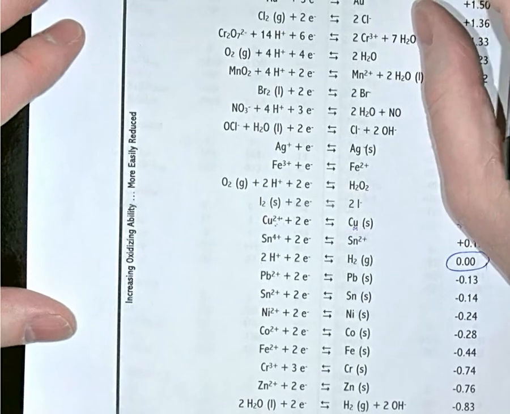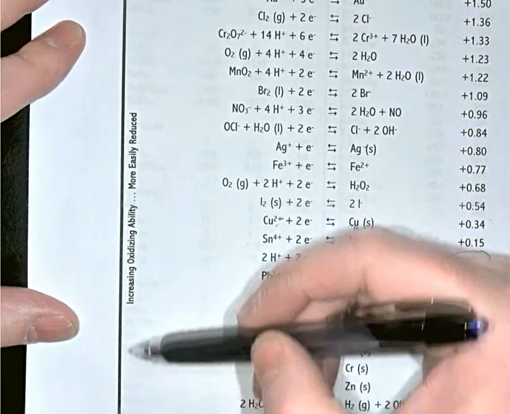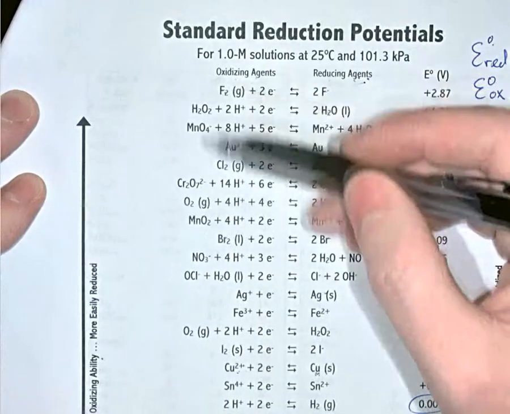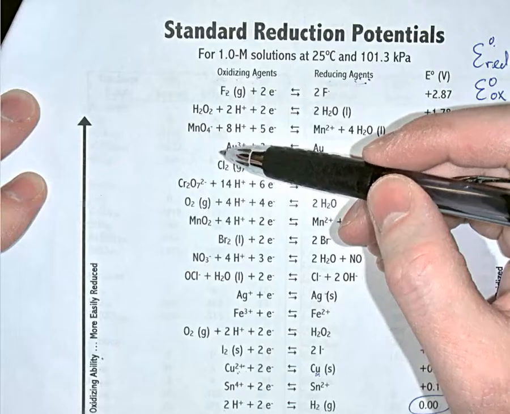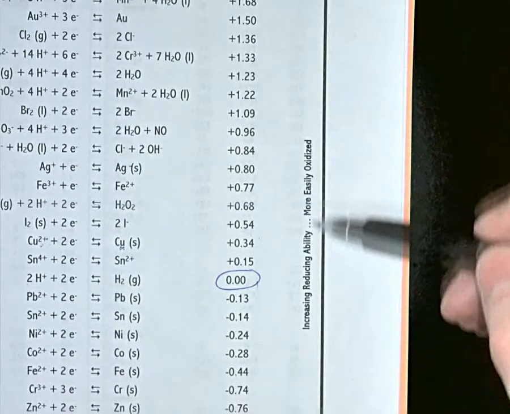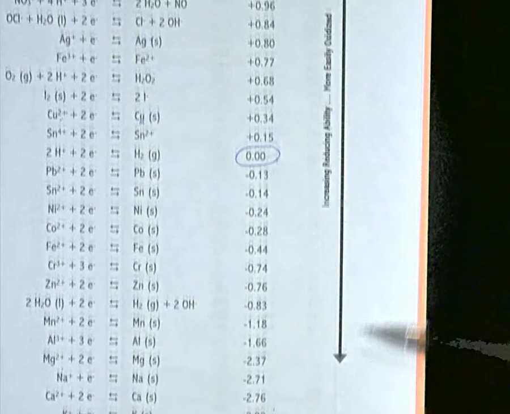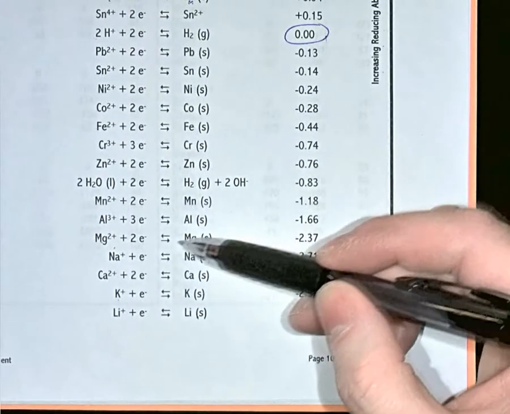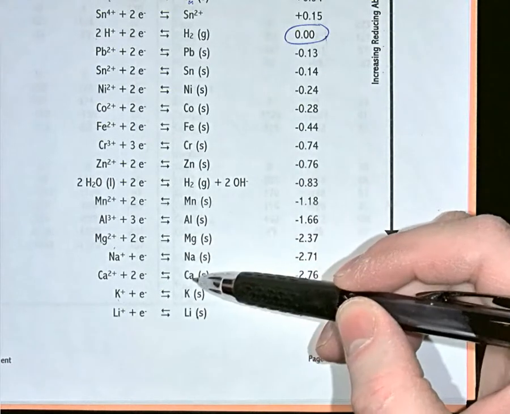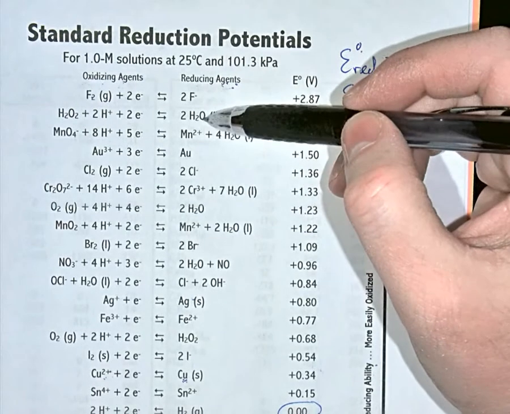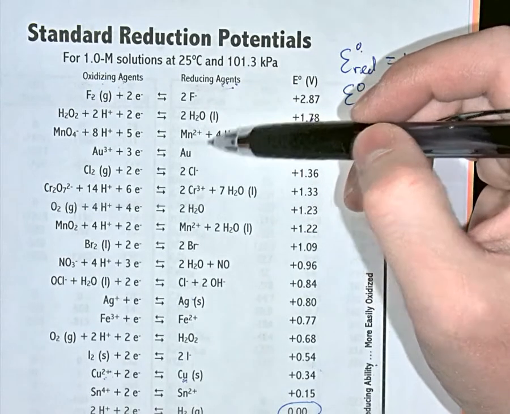Now there are some arrows on the side of the chart to remind you of that. An arrow pointing up on this side, increasing oxidizing ability. So these are the best oxidizing agents on the chart. These are the weakest oxidizing agents on the chart. On the other side of the chart, there's an arrow pointing downwards, and it says there, increasing reducing ability. So the ones on the bottom here, on the right-hand side, are your strongest reducing agents. The ones at the top here on the right-hand side are your weakest reducing agents.